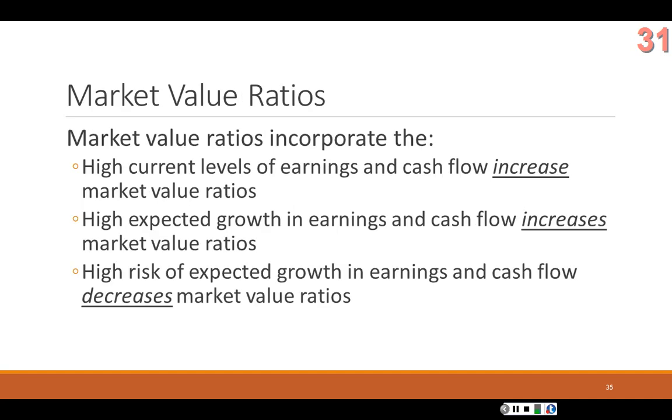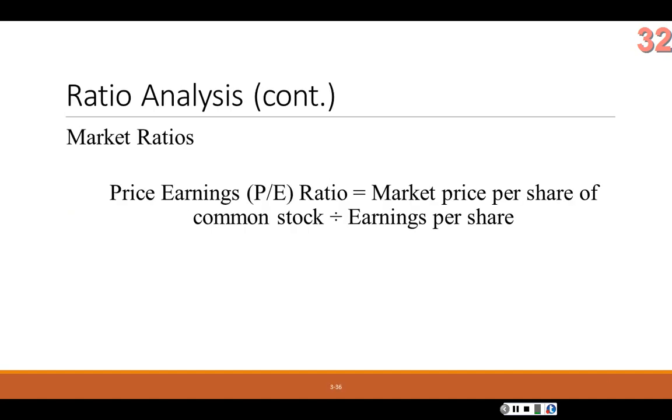Market value ratios will be covered next. So high levels of earnings and cash flow increase market value ratios. High expected growth in earnings and cash flow increase market value ratios. And high levels of risk decrease market value ratios. The first that we're going to look at is a price-earnings ratio. The price-earnings ratio is equal to the market price per share of the common stock over earnings per share.